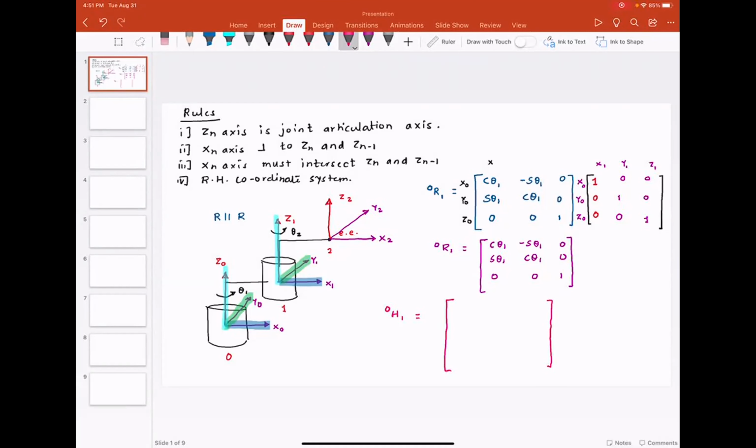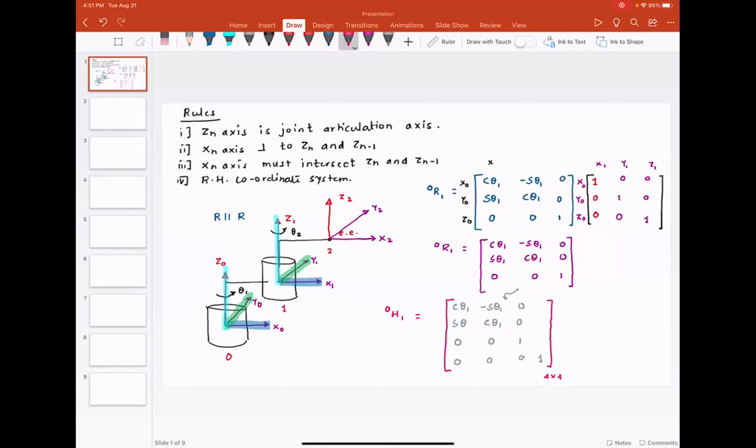Homogeneous transformation matrix is a 4 by 4 matrix. In that 4 by 4 matrix, the first 3 by 3 block is going to be the rotation transformation. Just copy and paste. Everyone agreed? So whatever we had here, it went over here. Last row is 0, 0, 0, 1.